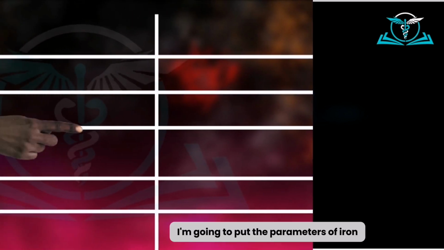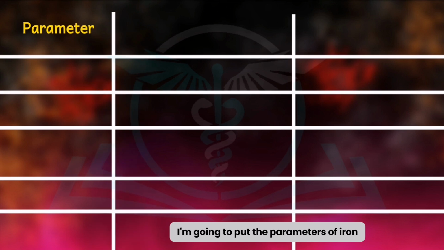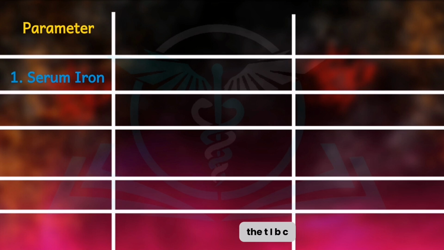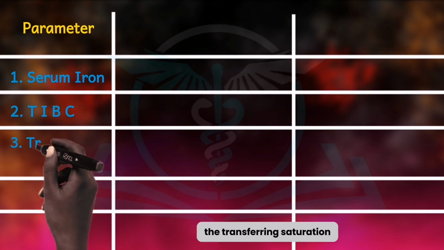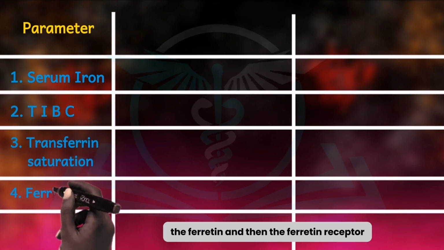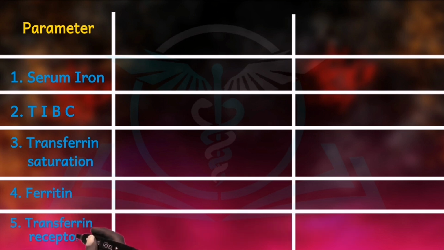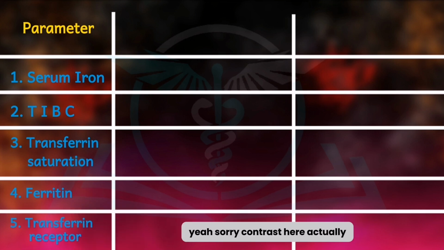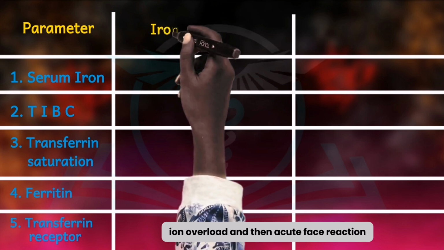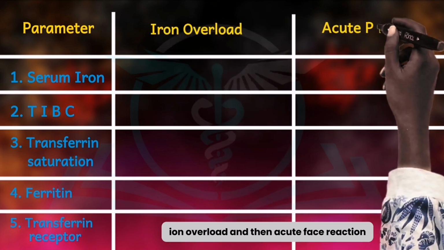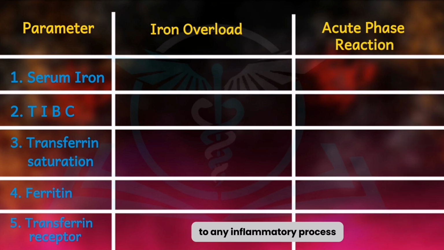Very good. And so I hope the previous slide made sense. Now let's show another of this table. I'm going to put the parameters of the iron studies panel. So we have the serum iron, the TIBC, the transferrin saturation, the ferritin, and then the transferrin receptor. And then the conditions you are going to contrast here, actually iron overload and then acute phase reaction to any inflammatory process. What do you think would happen to serum iron in iron overload?